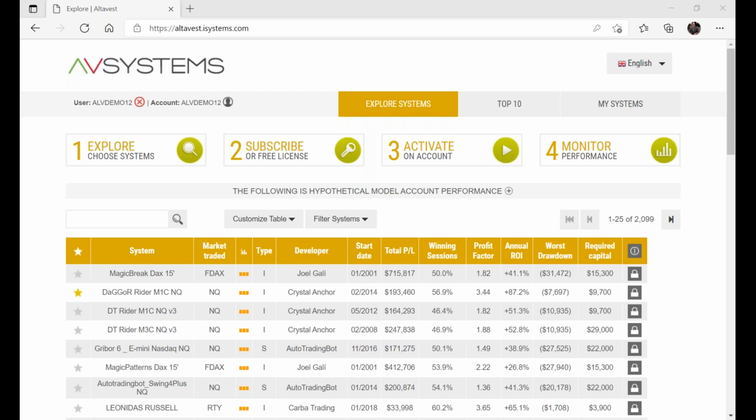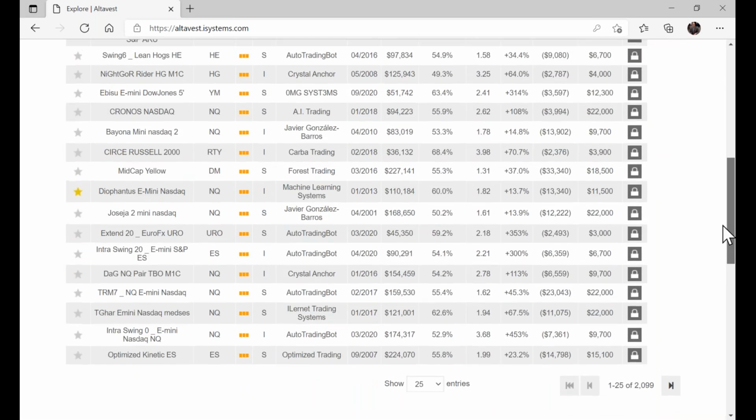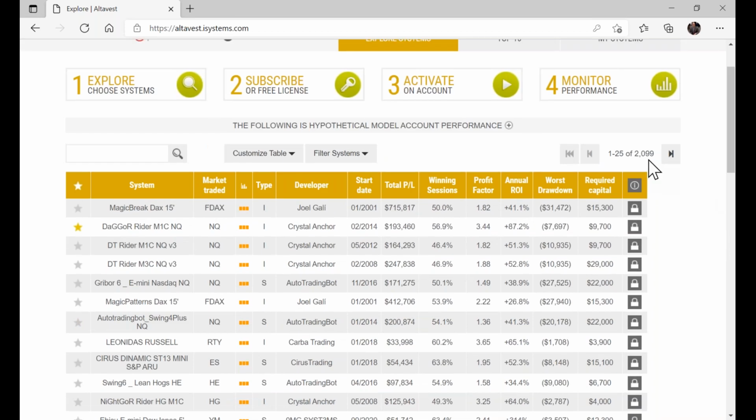Okay, everyone, you're now looking at the home page here, or the dashboard for what we call AV Systems. That's the algo trading platform. And we're going to run through a quick demo here. We're going to go through these top numbers here, or this sequence here. We're going to explore, show you how to subscribe, how to activate, and monitor the performance. So really, it's that simple. And you can see on the home page there are 25 systems viewing right now out of over 2,000 available on the platform. So there's a lot here to look at.